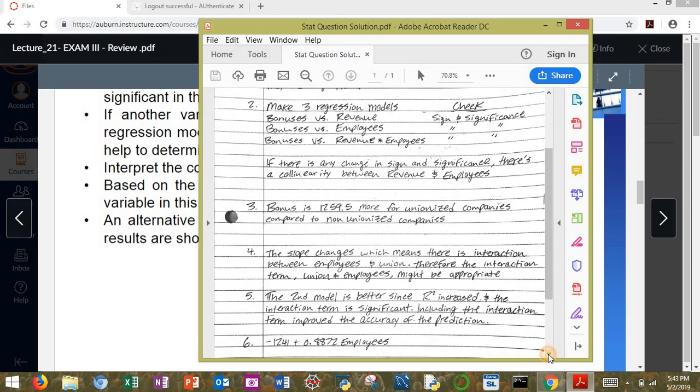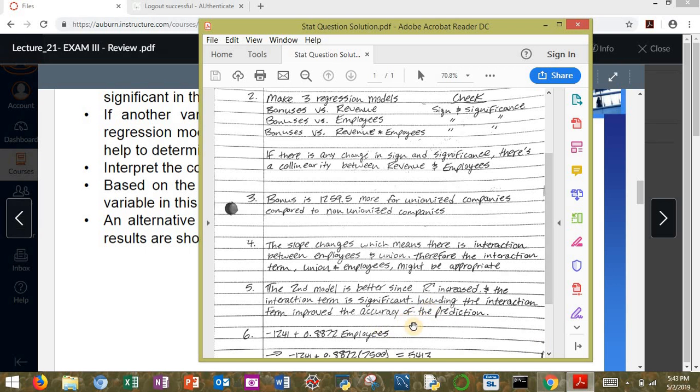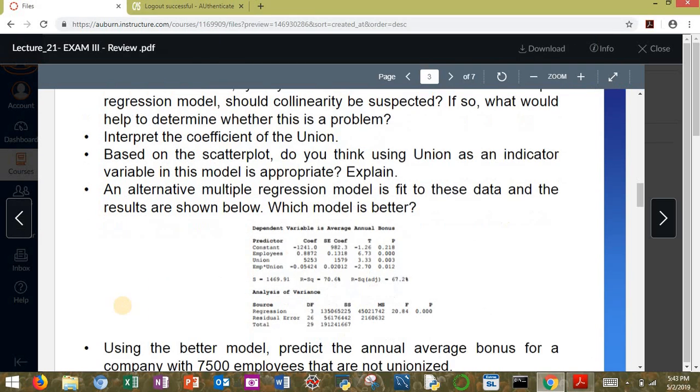And you can see there is my solution to that. So the second model is better since R squared increased and the interaction term is significant. Including the interaction term improved the accuracy of this prediction.